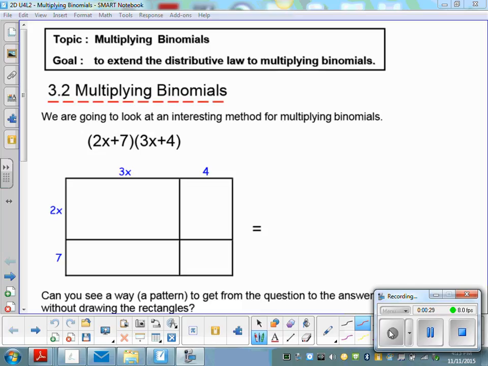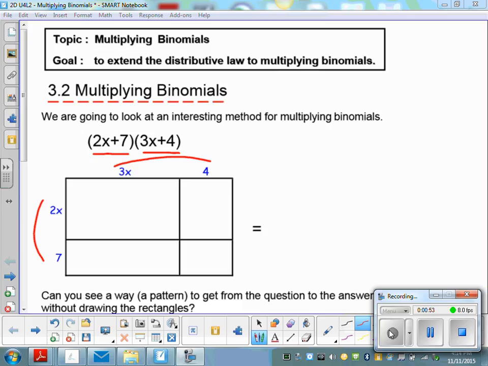So I want to multiply 2x plus 7, which is a binomial, times 3x plus 4. And you can see what I've done is I've created 2x plus 7 on this side and 3x plus 4 on the top side. And so really, if I'm multiplying those two things together and they're a length and a width, I'm really trying to find the area of this big rectangle.